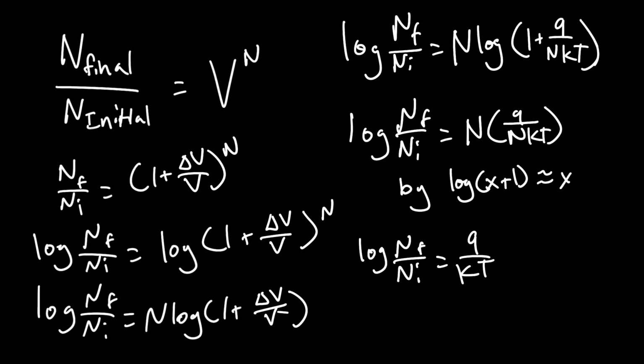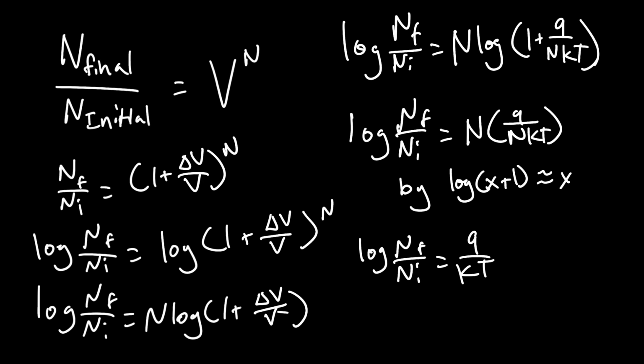Next, we calculate the ratio of microstates before and after the expansion, with N final over N initial equal to V to the power of n. We can then say that 1 plus change in V over V to the power of n is equal to N final over N initial. Taking the logarithm of both sides, we satisfy the logarithm approximation equation, which is log of x plus 1 is approximately equal to x for a very small x, which in this case the volume ratio is.